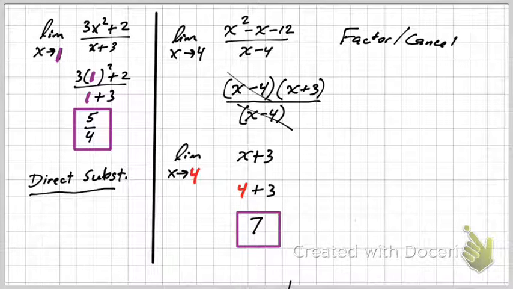Again, we did a direct substitution and we did a factor cancel. Now, how can you tell factor cancel? They have to factor, right? How can you tell if you have to rationalize? Well, if you have to rationalize, it probably has a radical.